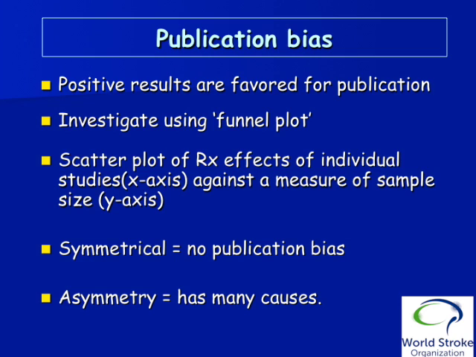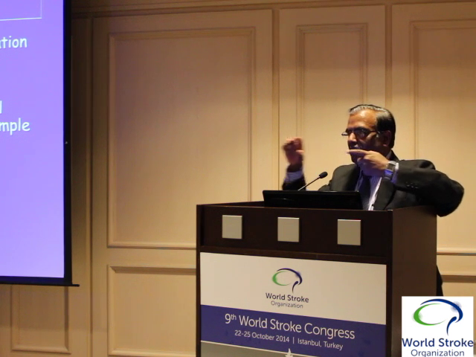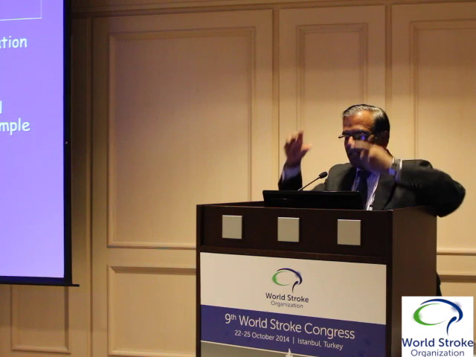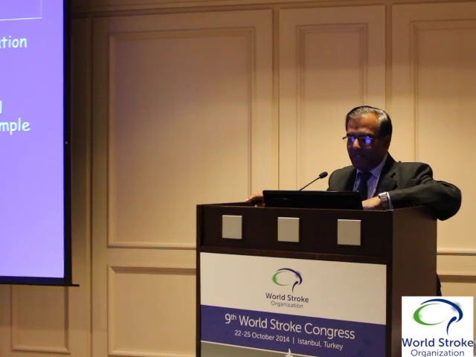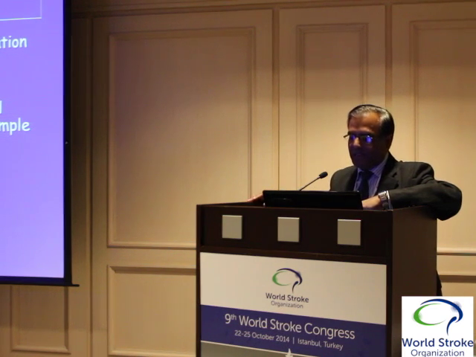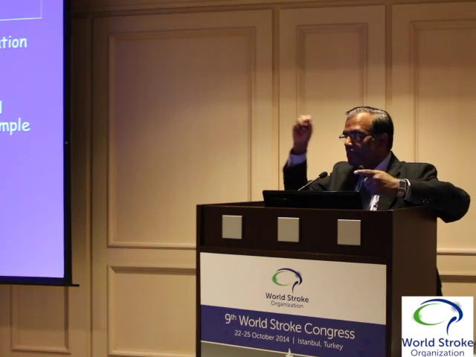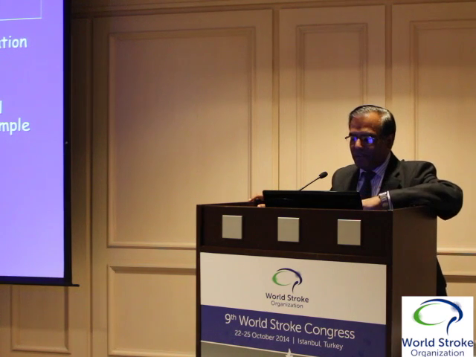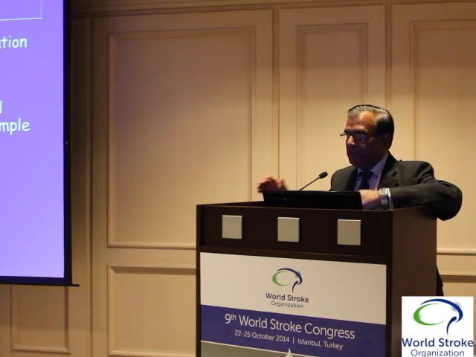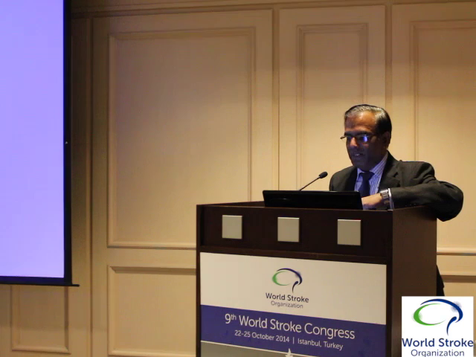One important thing in all meta-analysis is publication bias. Positive results are favored for publication, as you know. So we investigate this publication bias using what is called funnel plot. And funnel plot basically is a plot between sample size and the effect estimate. So on x-axis you have treatment effect and sample size on y-axis. If there is symmetry of all the studies, which we denote by dot, we say there is no publication bias. If there is asymmetry, there can be many explanations for that.